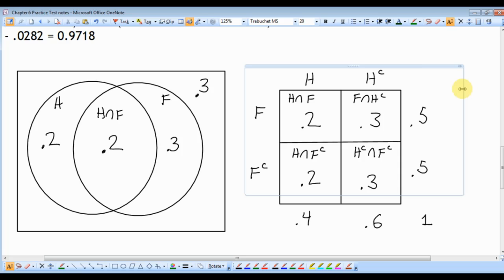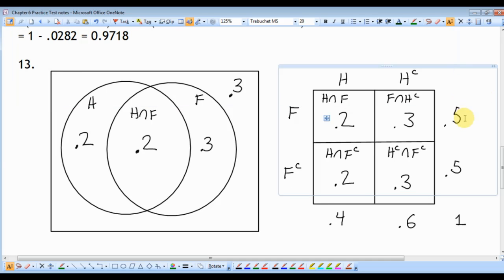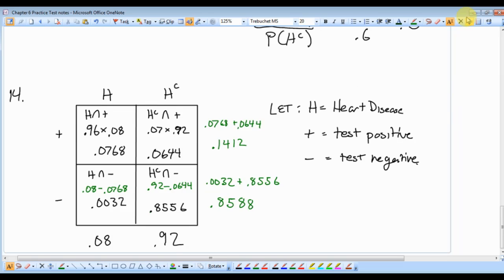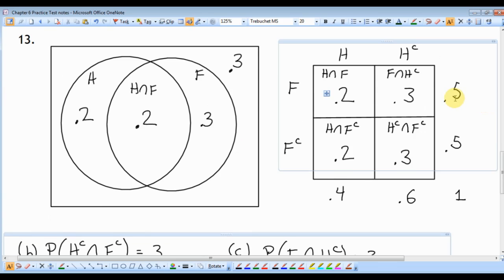In this case, it's 0.5 times 0.4 is 0.2. 0.5 times 0.6 is 0.3. So it kind of works like a multiplication table. Yes, they are independent if the multiplication works out. All right. Any other questions? Good questions.